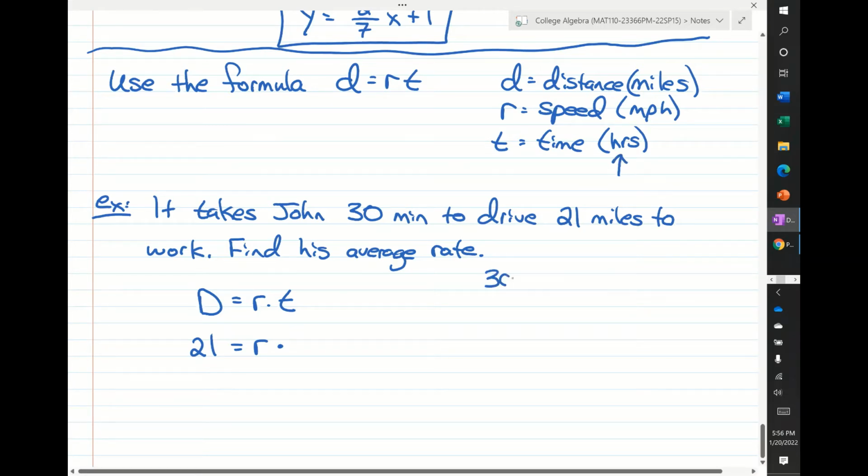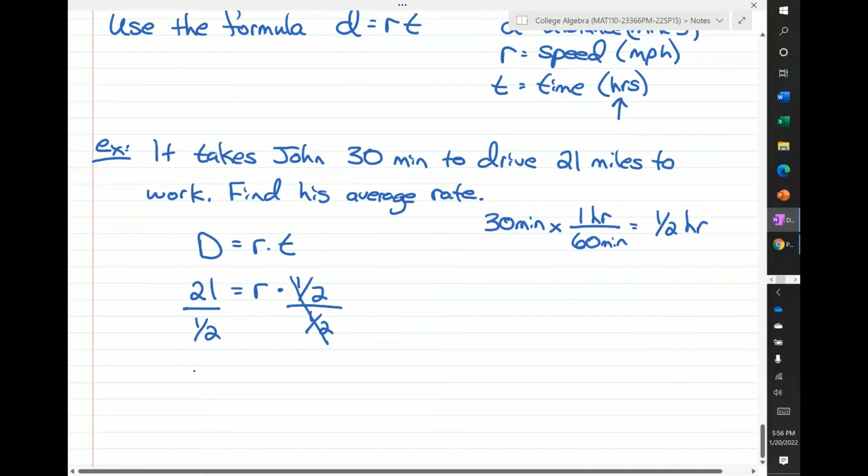So 30 minutes. If 1 hour is equal to 60 minutes, this just turns into a half hour. So we're just going to multiply by 1/2 or 0.5. And the way that we finish is we just divide both sides by 1/2.